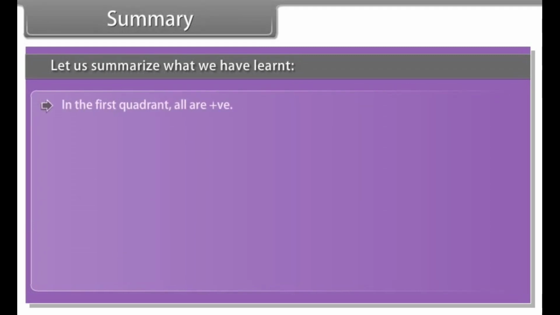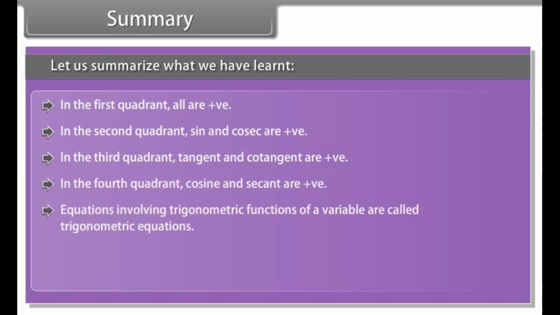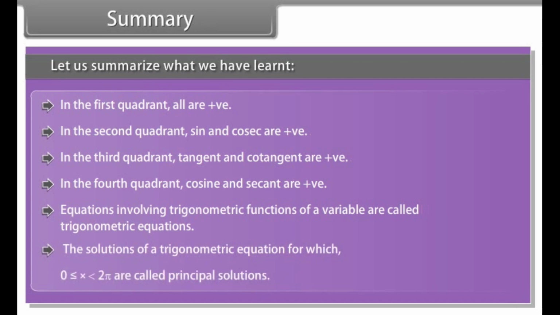In the first quadrant, all are positive. In the second quadrant, sine and cosec are positive. In the third quadrant, tangent and cotangent are positive. In the fourth quadrant, cosine and secant are positive. Equations involving trigonometric functions of a variable are called trigonometric equations. The solutions of a trigonometric equation for which 0 is less than or equal to x less than 2 pi are called principal solutions.